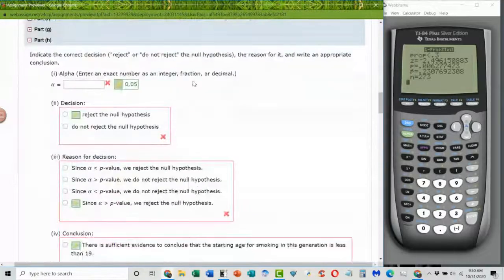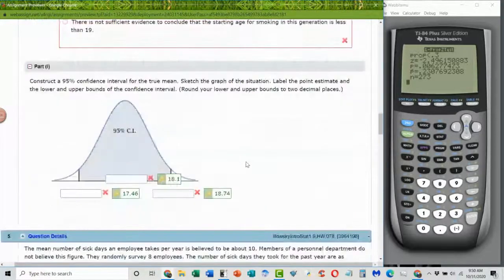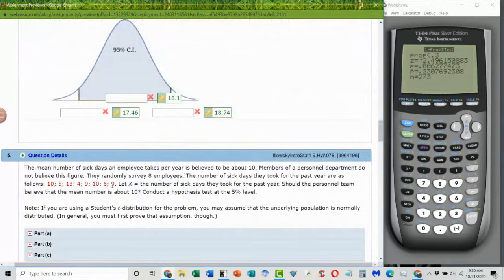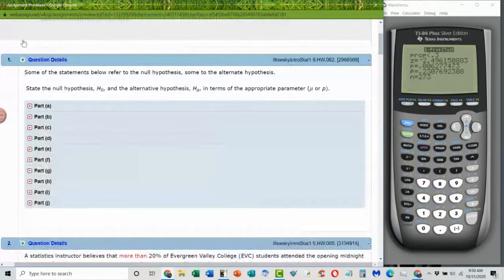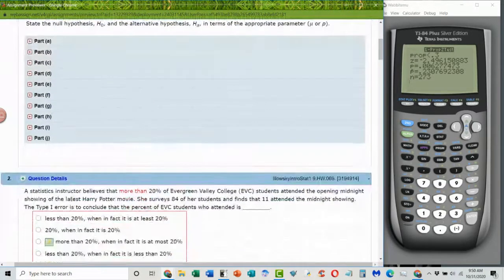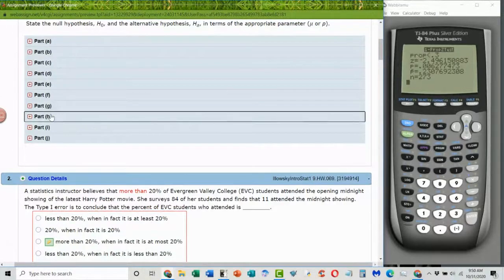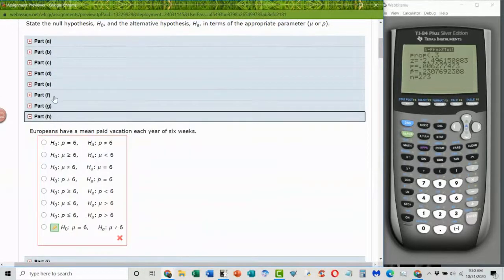T tests, you don't. So it's either data that they've given you, but if they give you data and the population standard deviation, you're going to do a Z test. So that's the big thing. This one here did not have any population standard deviation, so that's why you're doing a t-test. And then problem one here is just coming up with a whole bunch of hypotheses, null and alternative hypotheses.